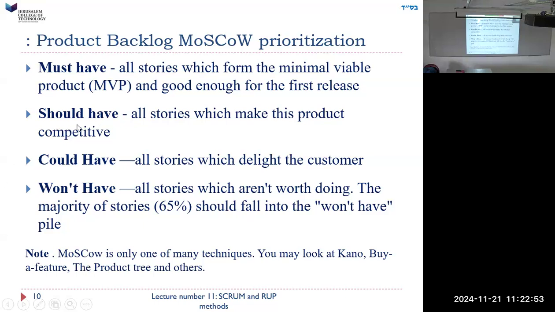Should have: those are features or stories that should also be added, but they're not critical. The product is viable without them. Could have: stories which delight the customer, which the customer wouldn't necessarily expect, but is happy to have. Won't have: stories that aren't worth doing. The majority of stories should fall into the won't have pile. Don't try to do everything. Put in lots of ideas, but that doesn't mean you can implement them all.